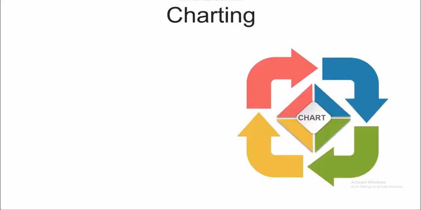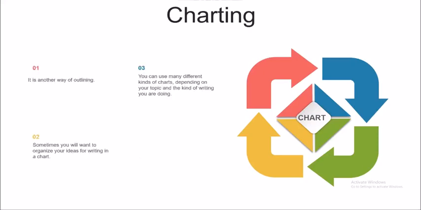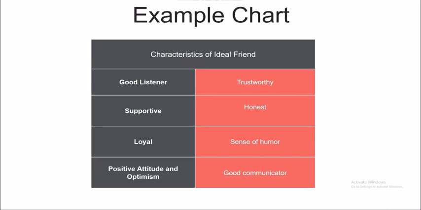The next one is charting. Charting is the same as outlining, but we use it with a different type of writing. It works very well for comparison, contrast, examining advantages and disadvantages, pros and cons. Here is an example about charting. The same thing: characteristics of an ideal friend, good listener, trustworthy, supportive, honest, loyal, sense of humor, good communicator, positive attitude.